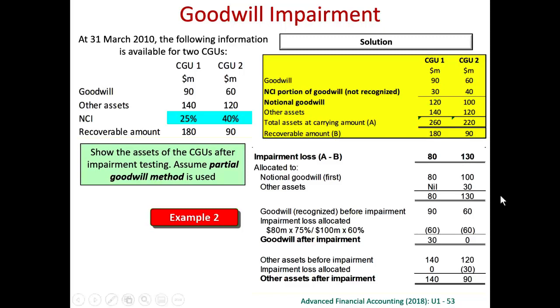This is a tricky point, because you did not recognize the goodwill for NCI in your consolidated financial statements. You cannot credit away the goodwill for NCI in your accounting entry. So only the parent's portion, that means the 75%, should be credited away.